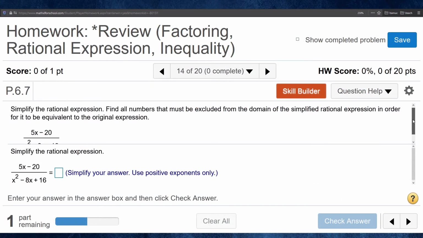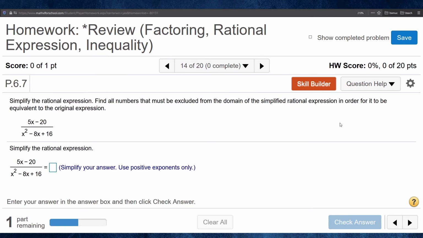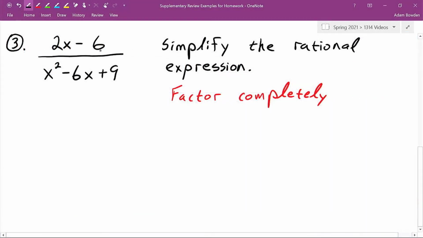Okay, this one's a slightly different way of describing how to do the question. It says simplify the rational expression. Find all the numbers that must be excluded from the domain of the simplified rational expression in order for it to be equivalent to the original expression. So this thing is to simplify, and in order to simplify the rational expression, we have to factor it completely. I do have some other review videos about simplifying rational expressions.